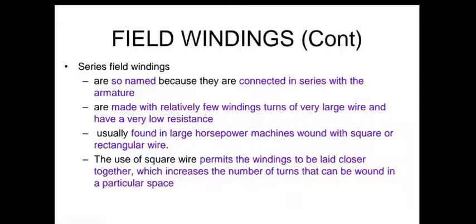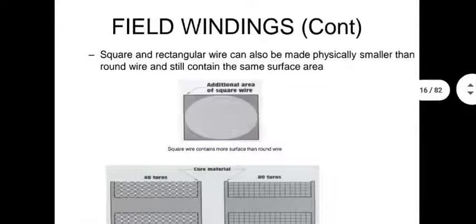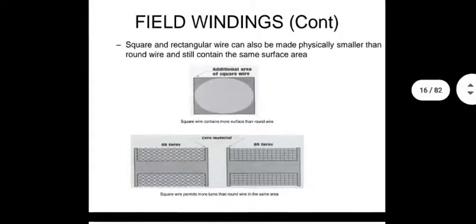By the way, horsepower is another unit for measuring power. 1 horsepower is about 746 watts. Lot of detail about field windings, practical detail. Maybe you don't want to look at everything in detail right now, so let's move on.